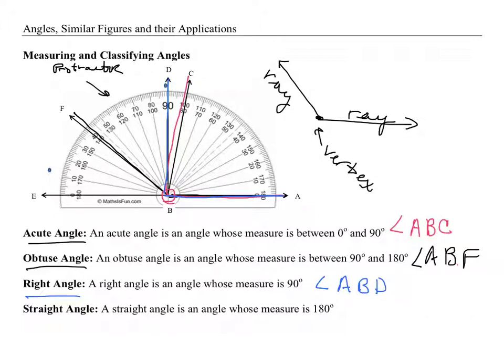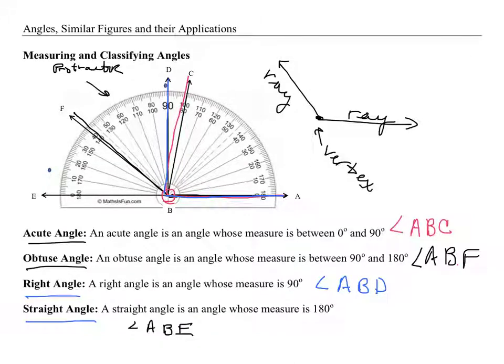And last but not least is a straight angle. A straight angle is an angle whose measure is 180 degrees. So it's just flat. The angle whose measure is 180 degrees would be angle ABE. So that's the scoop on all the angles.